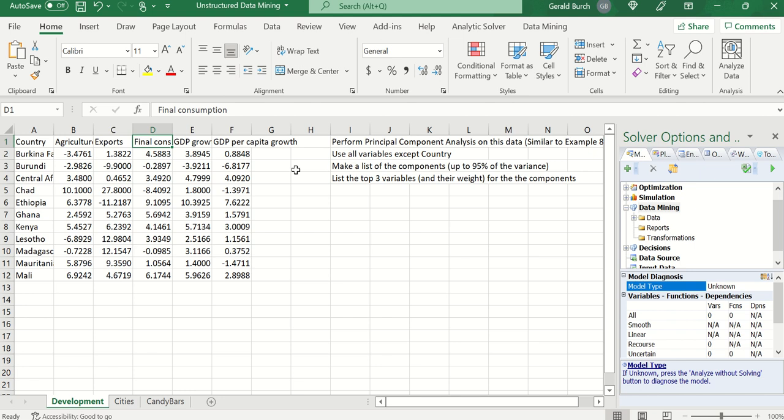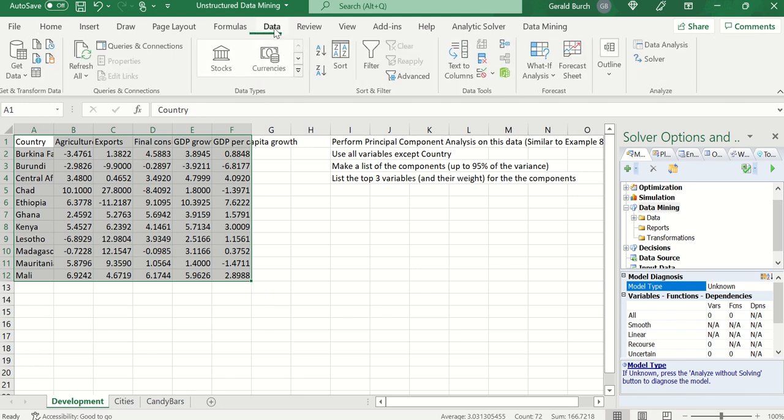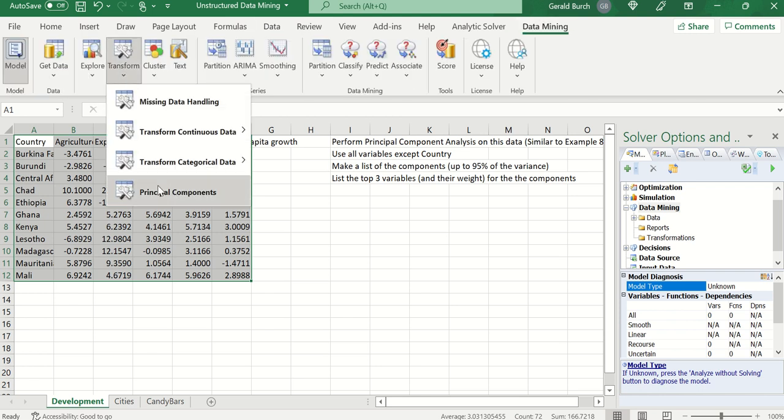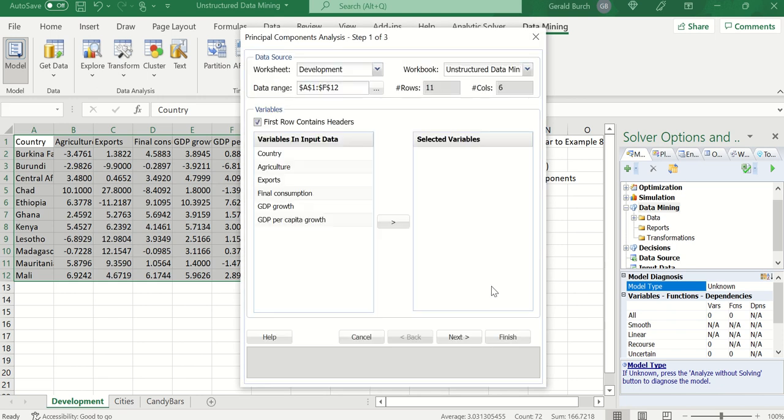It will draw the first line that will explain the most variance, and then it'll go to another line, then another line, and so on. So what we are doing here with principal component analysis, again, this is page 356 in your book, I'm going to go to data mining, and then transform, principal components.